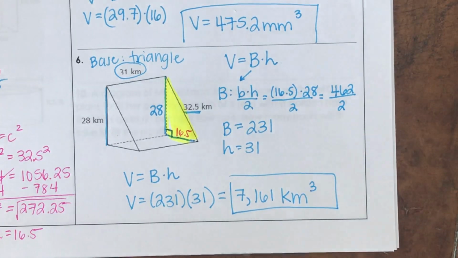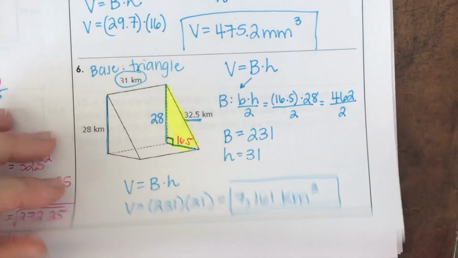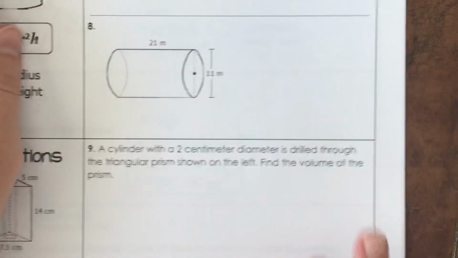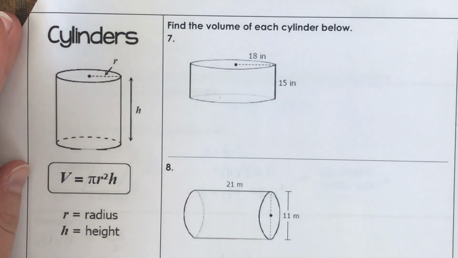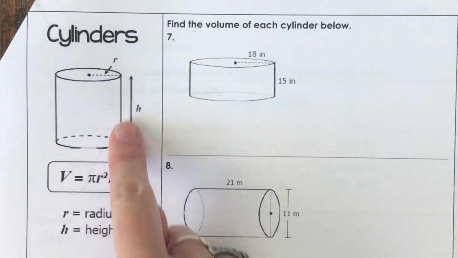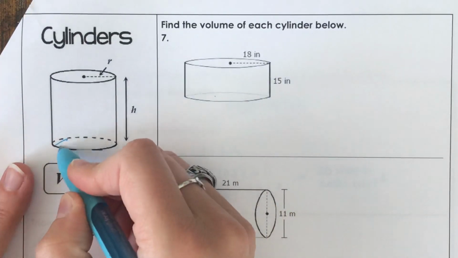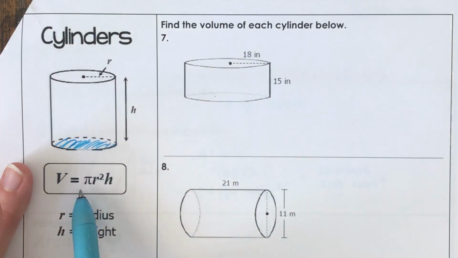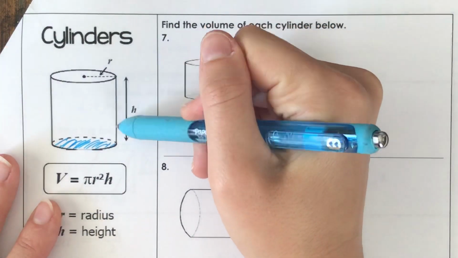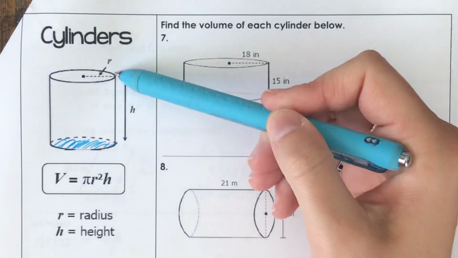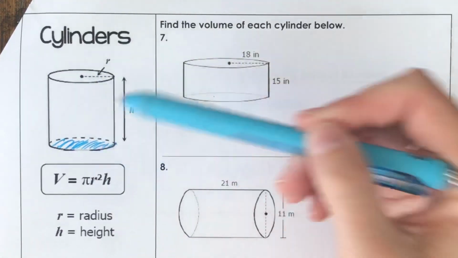Okay, nicely done. We're done with prisms. Now we're gonna move on to cylinders. Okay, now to find the volume of a cylinder, it's essentially the same thing. We're finding the area of the base and multiplying it times the height, but in order to find the area of the base of a cylinder, it's a circle. So to find the area of a circle, we do pi r squared, and then we multiply it times the height. Don't forget that r stands for radius and h stands for the height of the whole thing. It's what connects the two circles together.